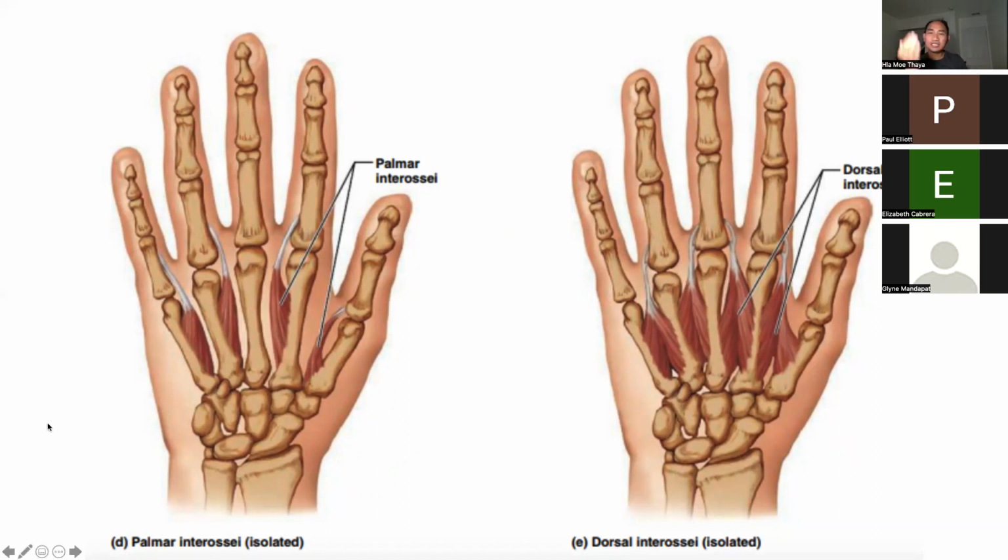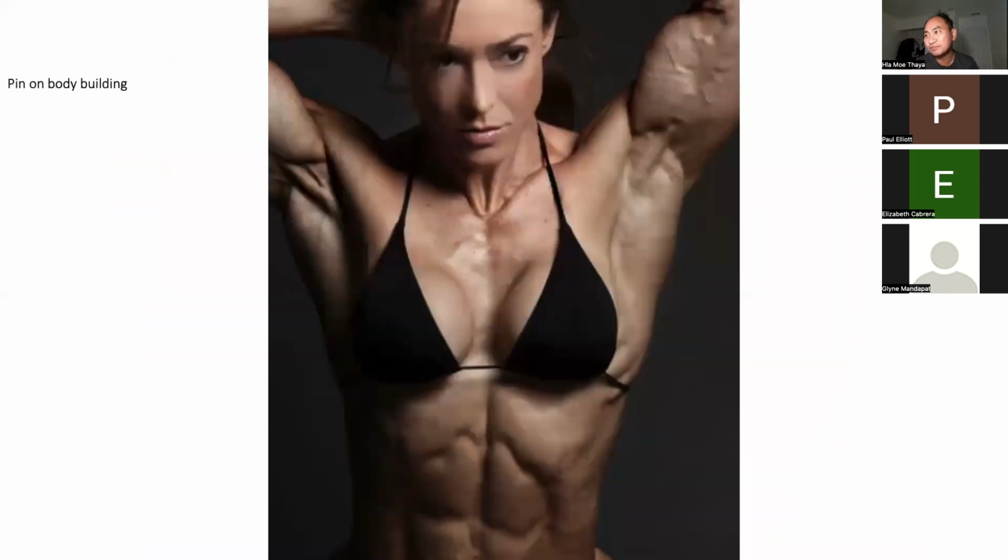Dorsal interossei, the job is to DAB, abduction of the finger. Palmar interossei will be adduction of the fingers. Okay, so now it's nearly done.